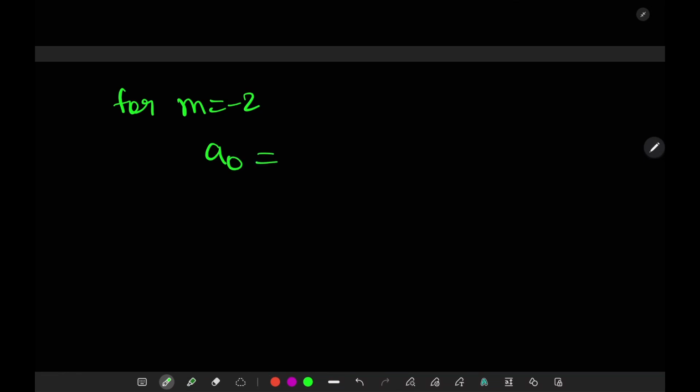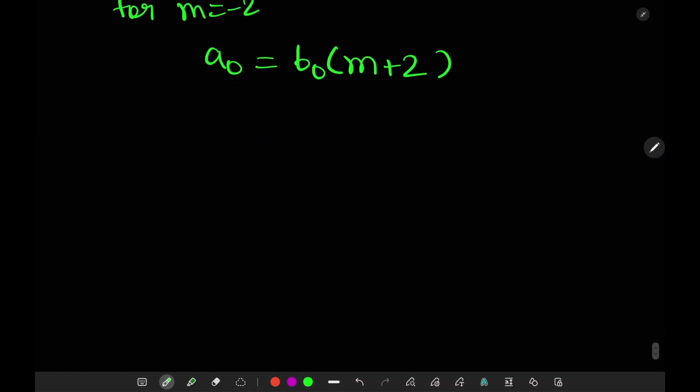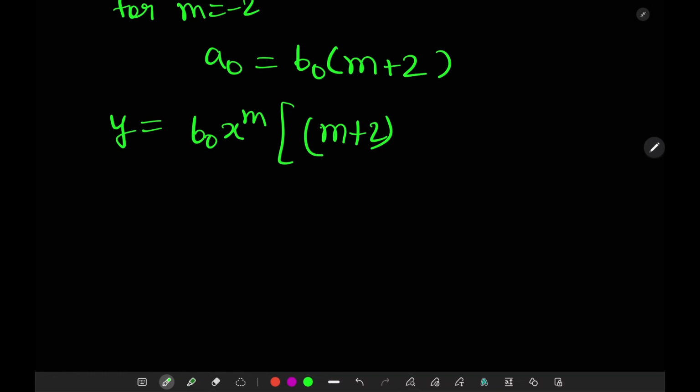This is the third type, so we can use here a naught is equal to b naught m minus m1, this equation. So we can use here m plus 2 because there is a minus 2 here. So y becomes b naught x raised to power m, and this m2 goes inside and multiplies, we get this term.